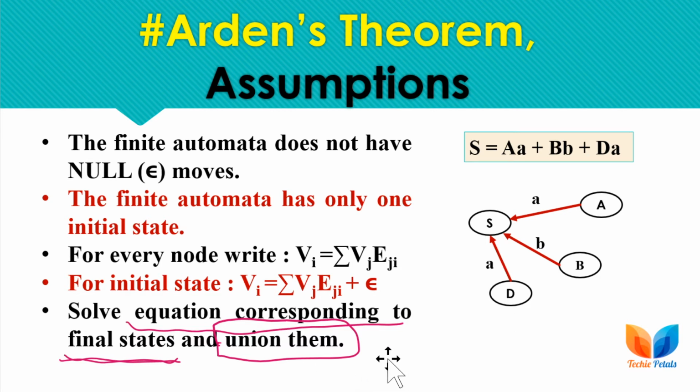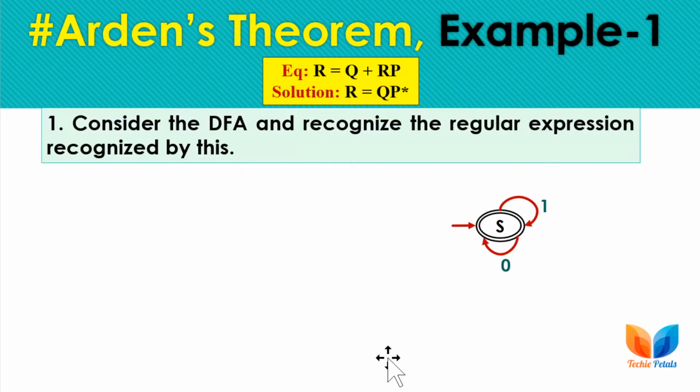If we have more than one final state, then you have to solve the equation of all the final states separately and then union the results. Okay, so let's start with the first example. Here we have the first example on the screen, where we are given only one state, and that state is also the initial and the final state.